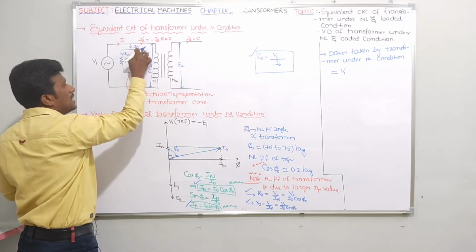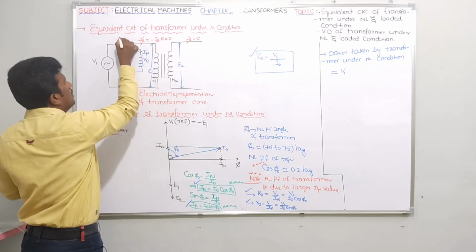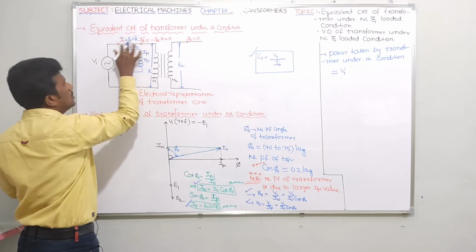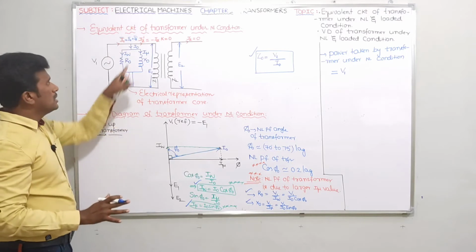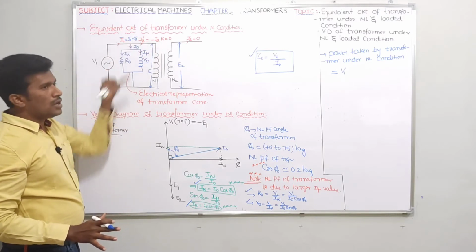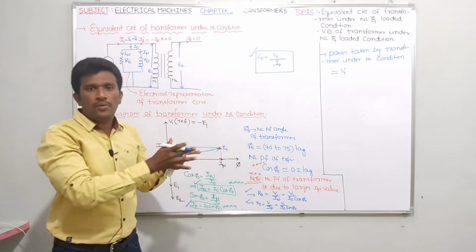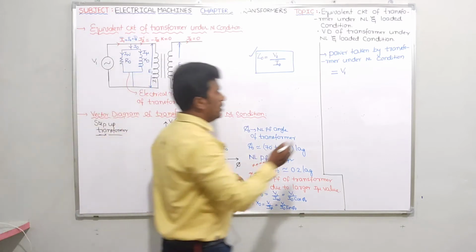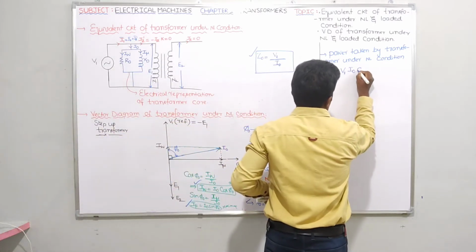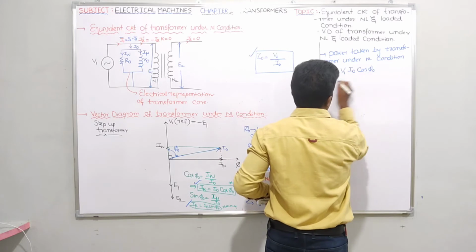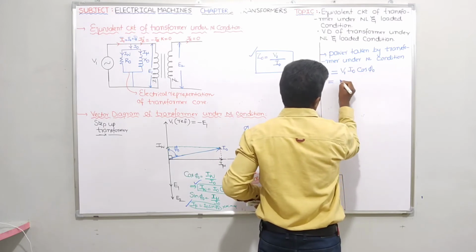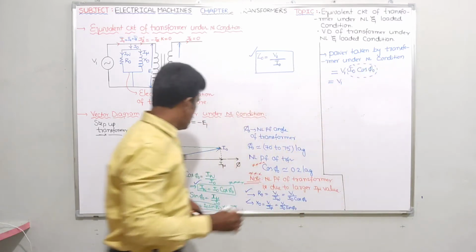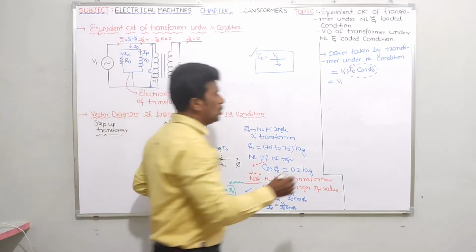So the total current is only I0. I1 bar equals I0 bar plus I2 dash bar. Don't worry, I'll tell you how you get this relation in future. Since I2 dash is 0, I1 equals I0 only. So the formula V1 I1 cos φ becomes V1 I0 cos φ0. This equals V1 times I0 cos φ0, which is Iw.